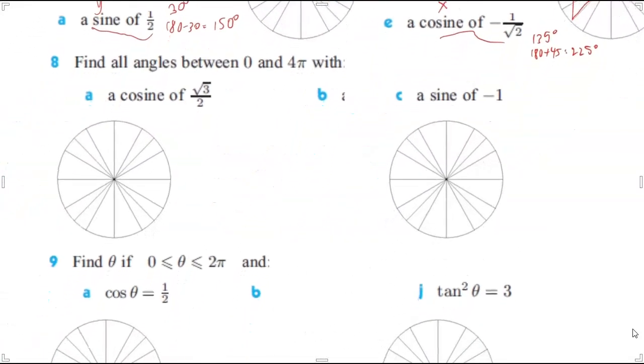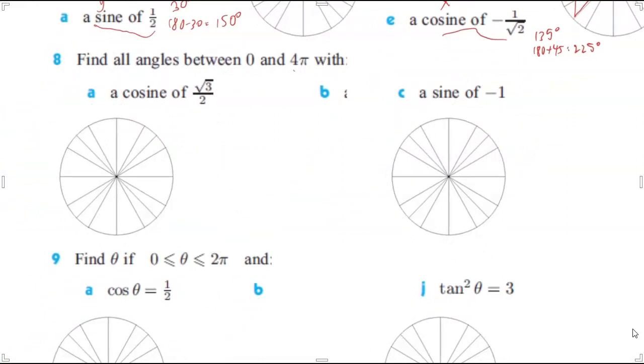Okay. Find all the angles between 0 and 4 pi. That's a little suspicious, right? It should be 0 and 2 pi. That would be like the normal upper limit. They're talking about 4 pi, so that would be 2 times around the unit circle, right? 1, 2. All right. A cosine of square root of 3 over 2.